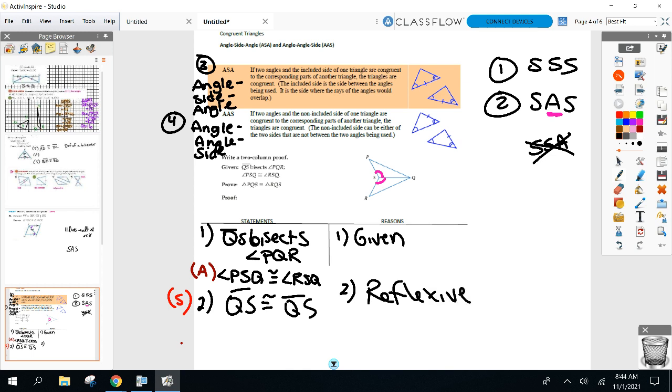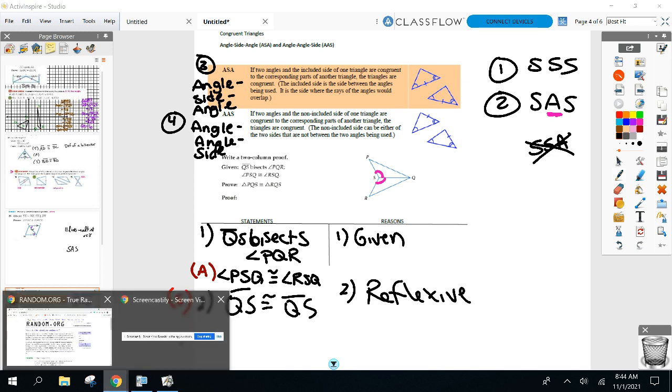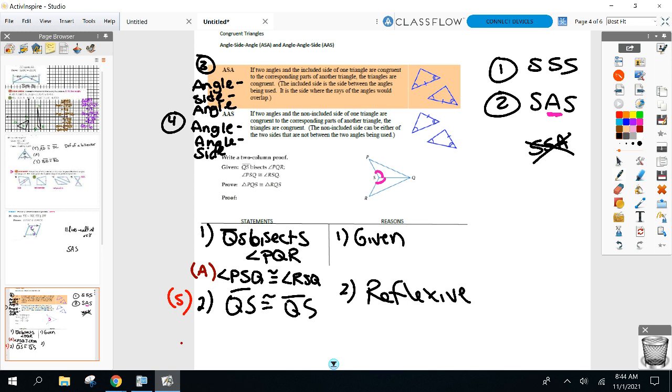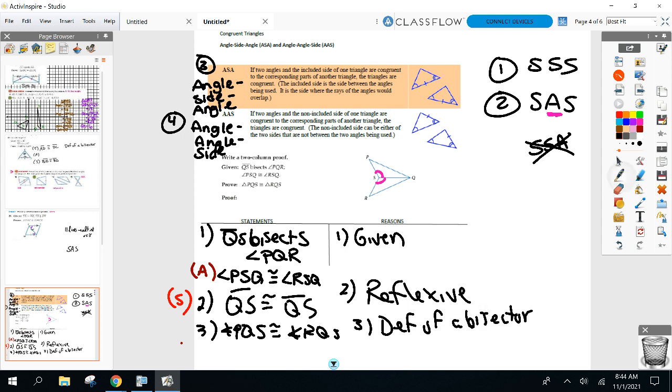All right, what's the deal with the bisects and the givens? That should have helped you out. Angle PQS is congruent to angle RQS. Good. What do you got, Eric? Definition of bisects. Great job. And that gives me another pair of angles.